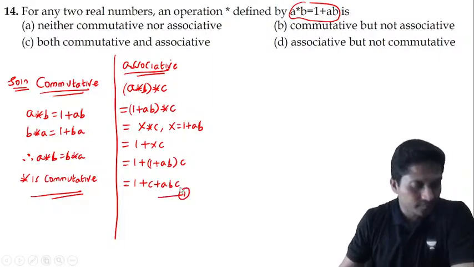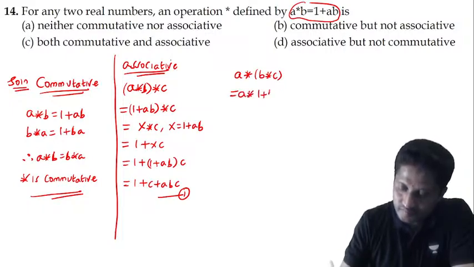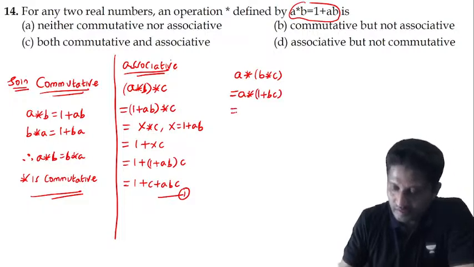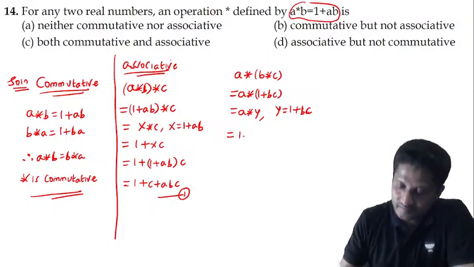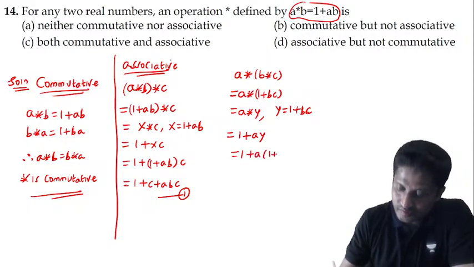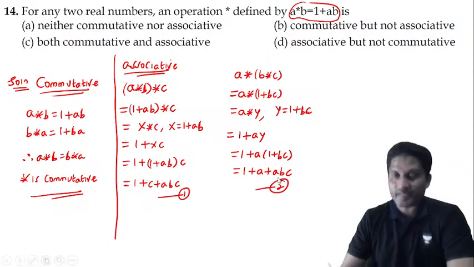Call this equation 1. Right, now if I take A star B star C equal to A star (B star C), B star C is 1 plus BC. Okay, now that's equal to A star Y. What is the value of Y? Y is equal to 1 plus BC. Now A star Y will be equal to 1 plus AY, right? Equal to 1 plus A times Y, which is 1 plus BC, giving 1 plus A plus ABC. Call this equation 2. Both are different, right?